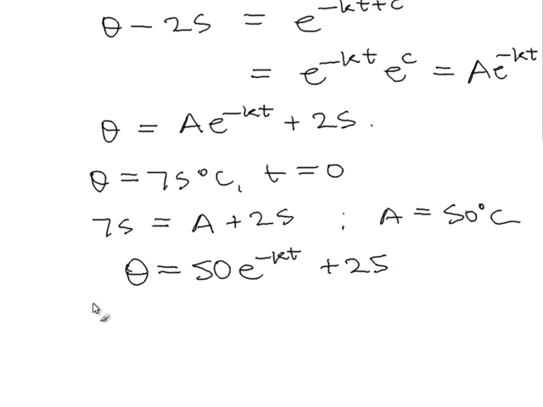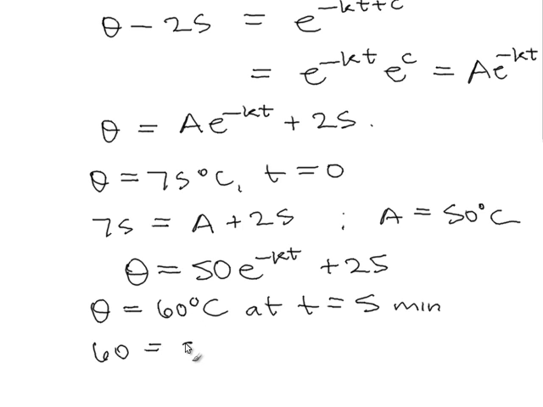The other boundary condition we're given is that theta is equal to 60 degrees C at t equal to 5 minutes. I'll put the units in explicitly here, but I won't bother putting the units in each equation as we go along. So let's pop that in: 60 is now equal to 50 e to the minus 5k plus 25, and that will determine k for us. How does it determine k? We quickly rearrange the equation to give us 50 e to the minus 5k is equal to 35.